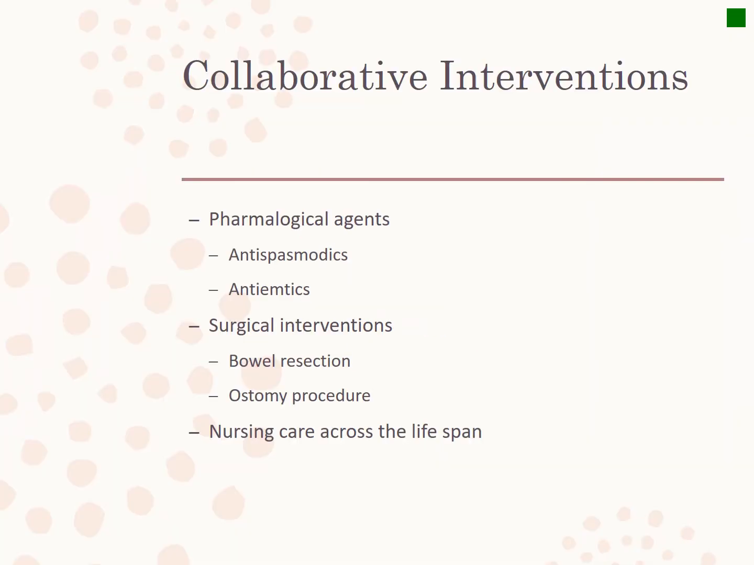Okay, so our collaborative interventions are going to be our pharmacological agents. We're going to talk about antispasmodics, usually used a little bit more with renal issues than necessarily the bowel issues. You've seen Vesicare and Ditropan. You see the commercial of the little bladder tugging the lady's arm, and that's one of these, either Vesicare or Ditropan, I can't remember, but it's for that spasm that the bladder can have.